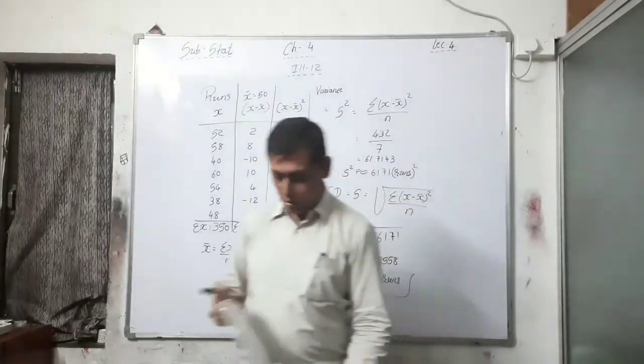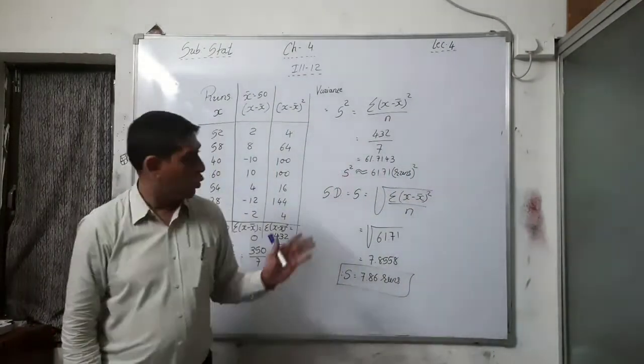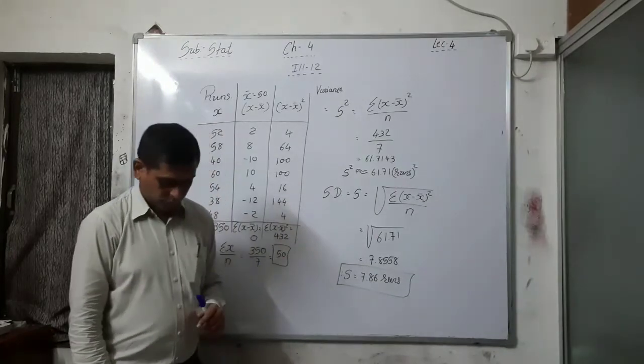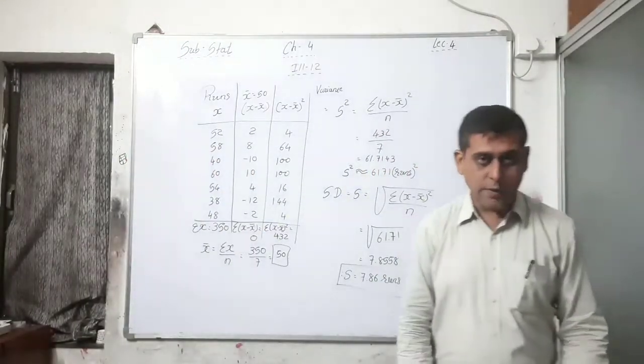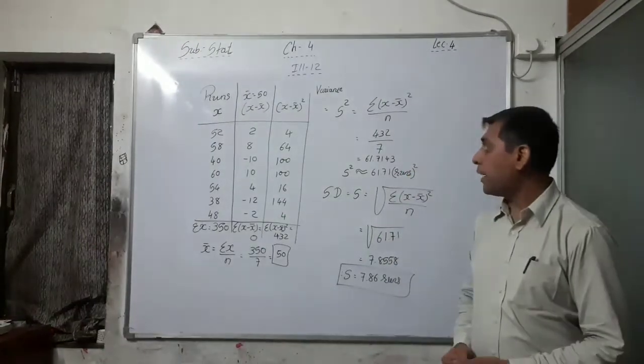Okay, so here very easy. 2 marks sum or 3 marks sum is over. Please write down these. First of all, illustration number 12 is complete. Write down these.